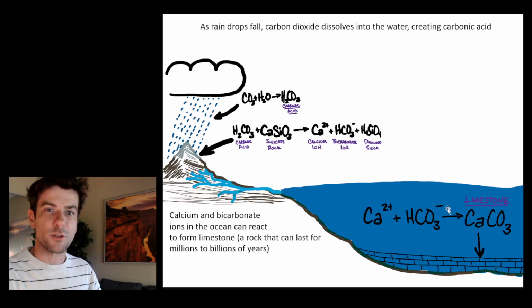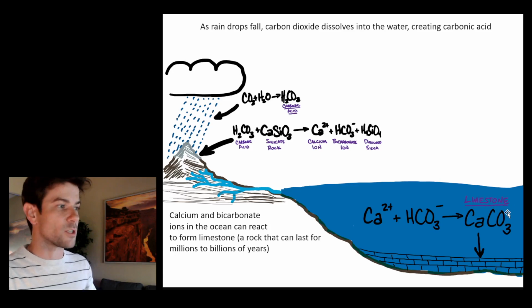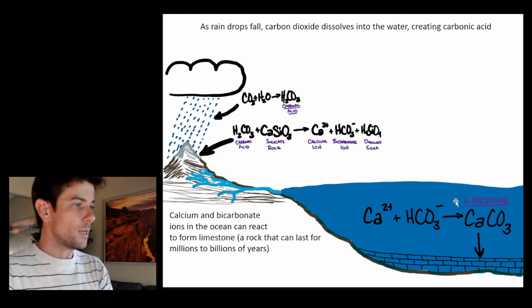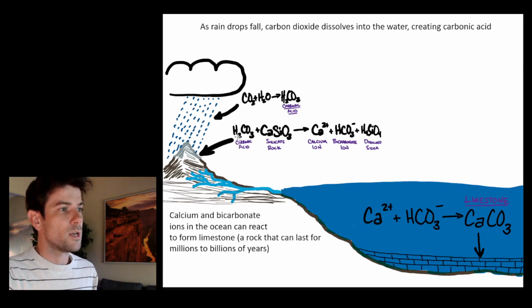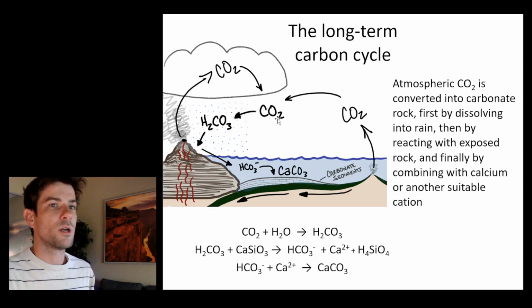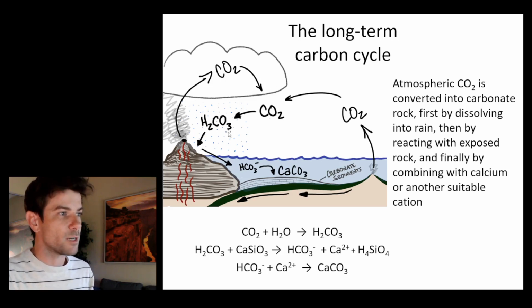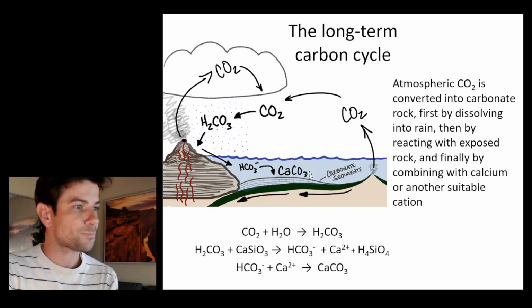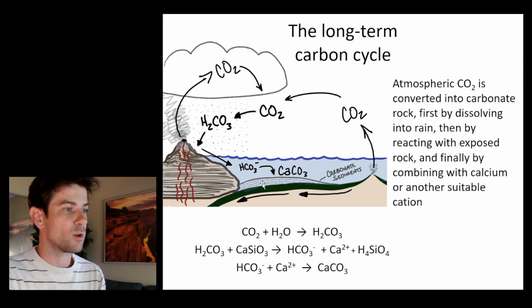And then in the ocean, those two ions can combine to form calcium carbonate, which is a mineral, limestone, which can be stable on long time scales. So through this process, we've taken atmospheric CO2 and converted it into an acid first, then we've reacted that acid with a rock, transferred it into the ocean as bicarbonate, and then that bicarbonate reacts to form calcium carbonate. And those sediments are stable on the ocean floor.